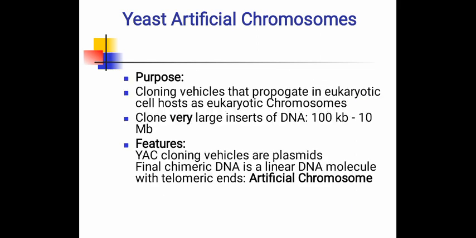Then the purpose of the yeast artificial chromosome. YAC cloning vehicles propagate in eukaryotic host cells as a eukaryotic chromosome. They clone very large inserts of DNA, 100 kb to 10 Mb. Features: YAC cloning vehicles are plasmids. The final chimeric DNA is a linear DNA molecule with telomeric ends, an artificial chromosome.